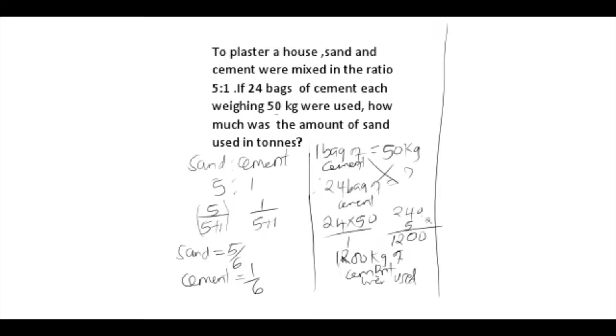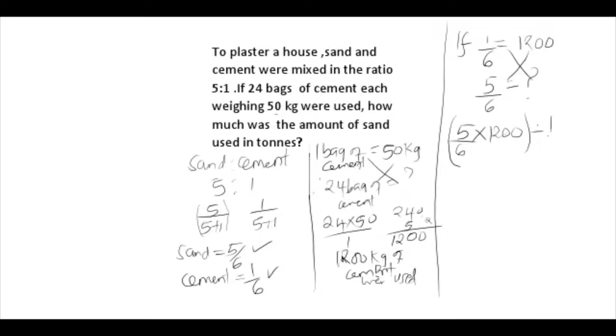So if 1/6 is equivalent to 1200 kgs of cement, what about that of sand, which is 5/6? What about 5/6 will be equivalent to how many kgs? From here we cross multiply. So we have 5/6 multiplied by 1200 in brackets divided by 1/6. So we have 6 divided by 6 is 1, 1200 divided by 6 is 200.